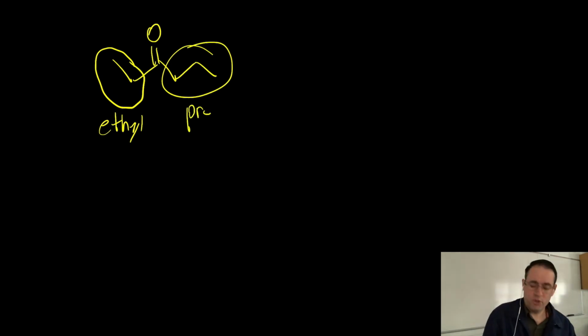Now some people are kind of lazy with naming things, and if you have something like this, it's a very old way and I don't recommend it, but this right here is an ethyl group. This is a propyl group. And then we want to alphabetize things, so this would be ethyl propyl ketone.